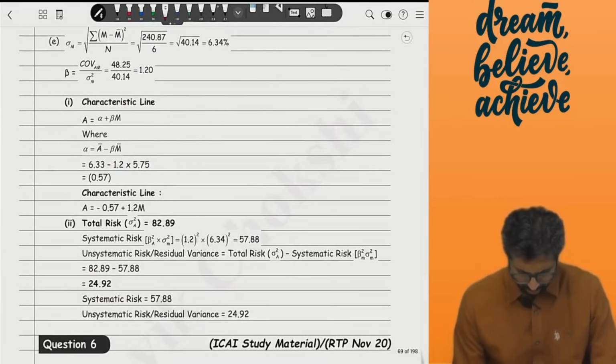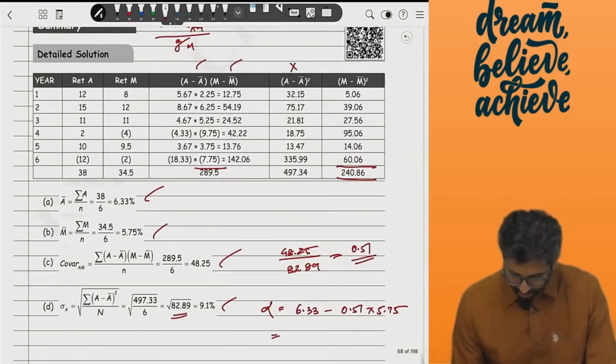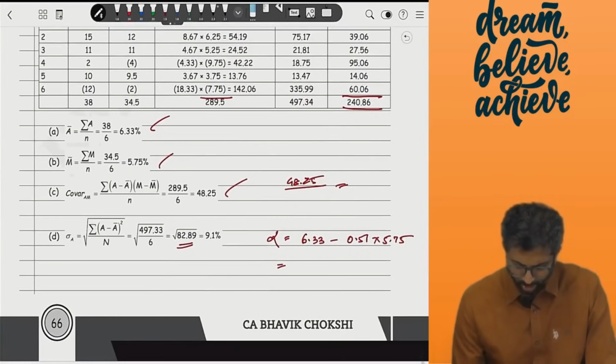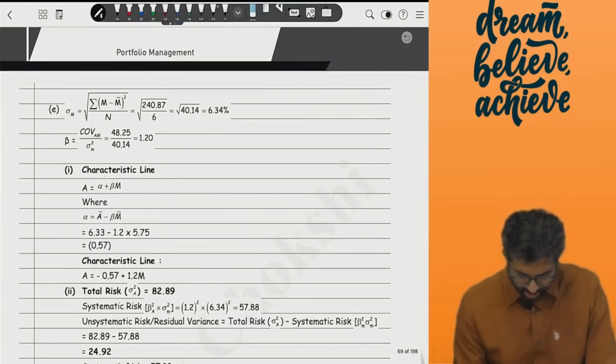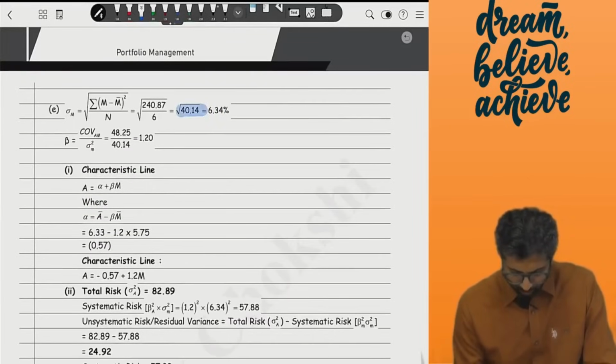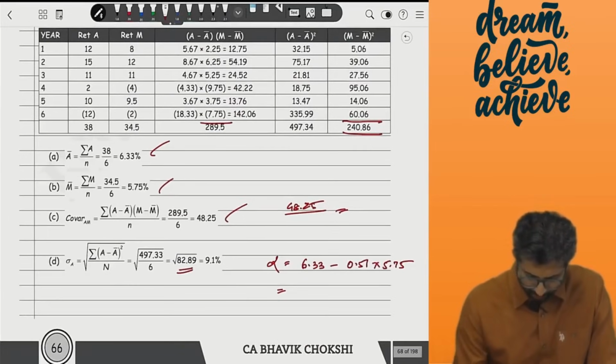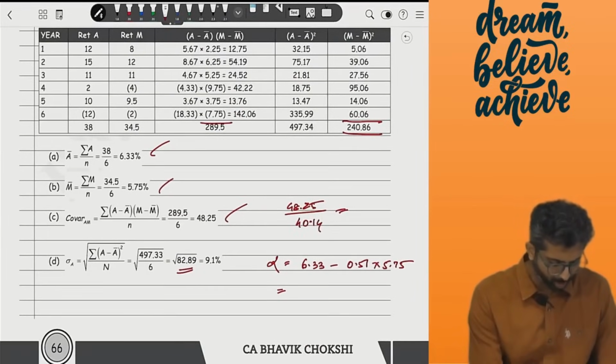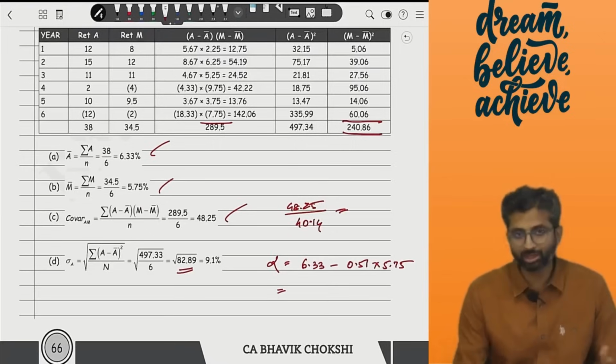No, this beta is okay. Sorry, this is 48.25. Oh, this is wrong. This is A's working. I took a wrong working over here. This is M's working, 40.14. My bad, sorry. So this is 40.14, 48.25 upon 40.14. I have to take the variance of the market.